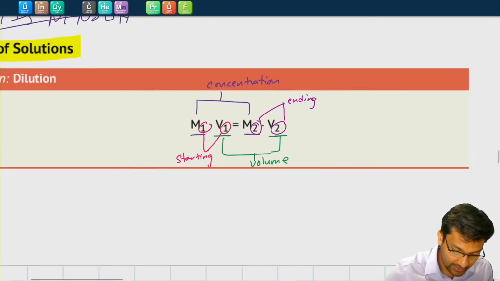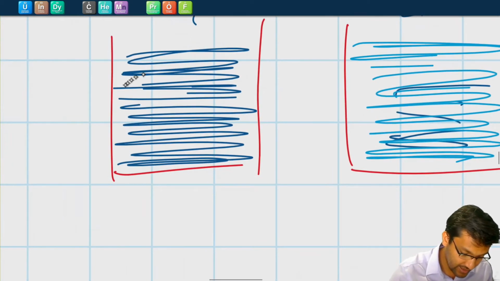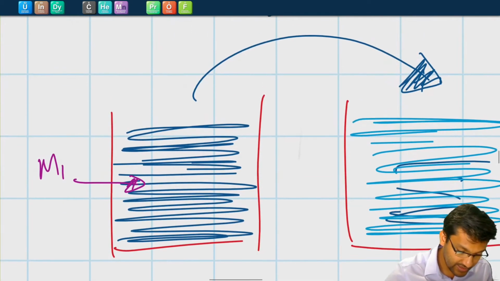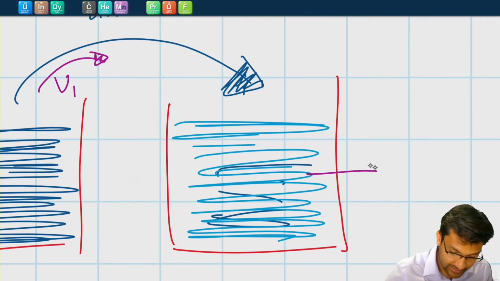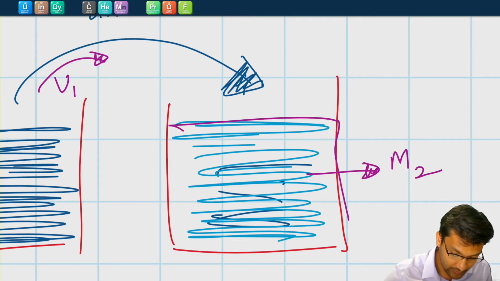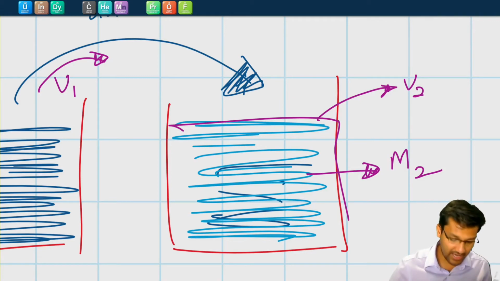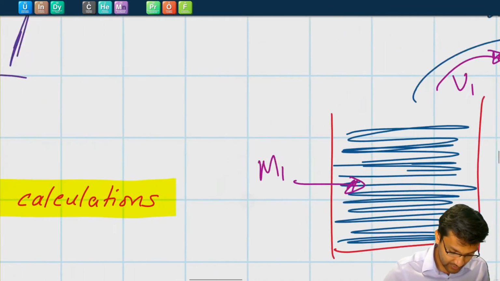So in this equation, if we're looking at this solution, our starting solution would have some starting concentration M1, and the amount that we took, that we transferred over, will be V1, whereas in the ending case, our ending concentration that we're probably interested in is M2, and our total volume is V2. Let's see this in practice. We're going to do, for practice, some of these questions.